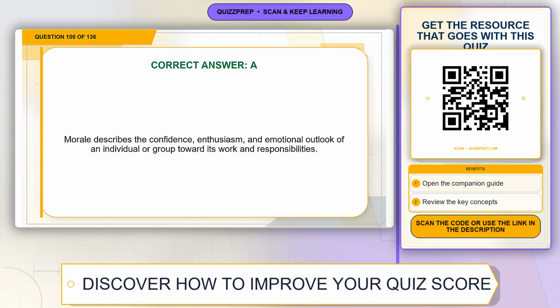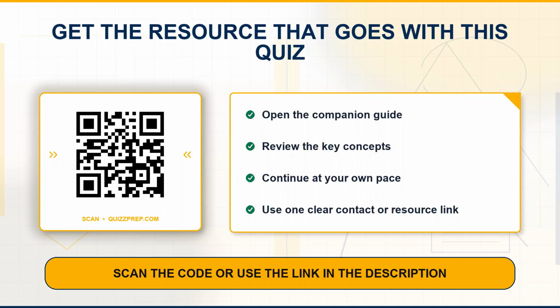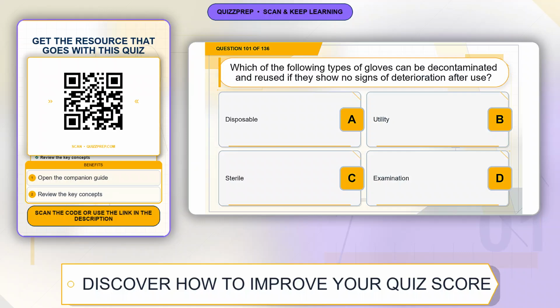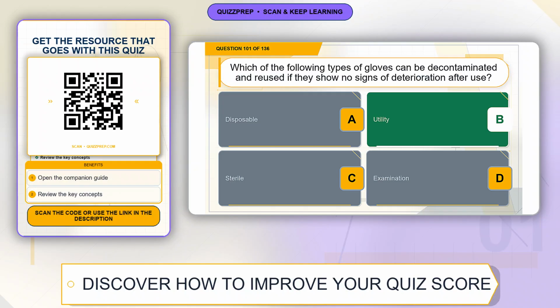Explanation. Morale describes the confidence, enthusiasm, and emotional outlook of an individual or group toward its work and responsibilities. Question 101. Which of the following types of gloves can be decontaminated and reused if they show no signs of deterioration after use? Option A, disposable. Option B, utility. Option C, sterile. Option D, examination. The correct answer is option B, utility.